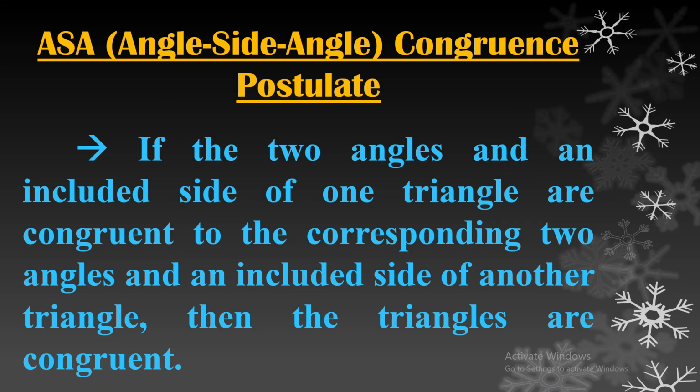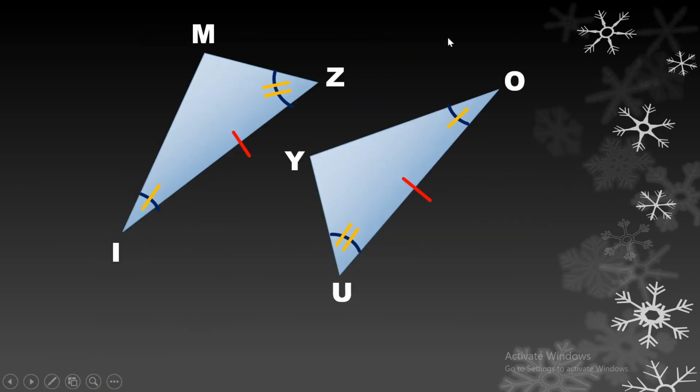So for the ASA congruence postulate, we have this figure. So in here, we have two triangles, triangle MIZ and triangle YOU. So observe that there are two pairs of corresponding congruent angles. Angle I and angle O with one tick mark, and angle Z and angle U with two tick marks. And for the included side, for the first triangle, since the given angles are angle I and angle Z, the included side is segment IZ.